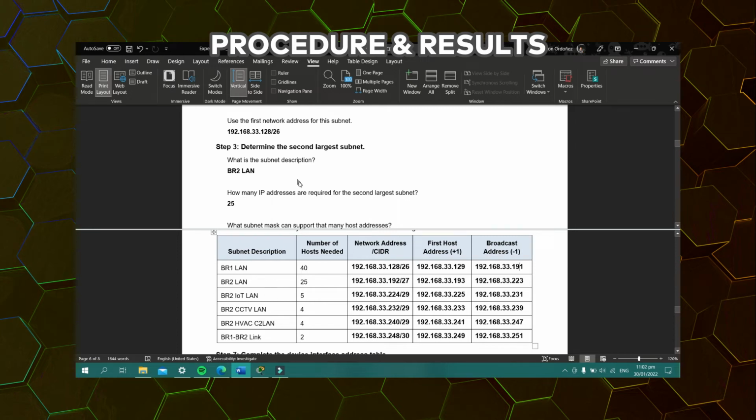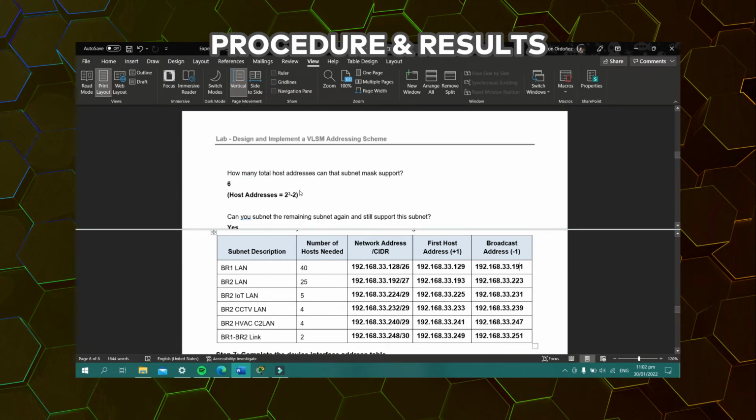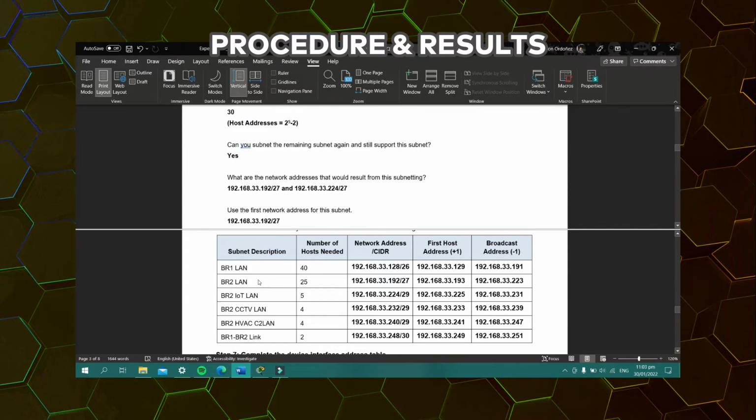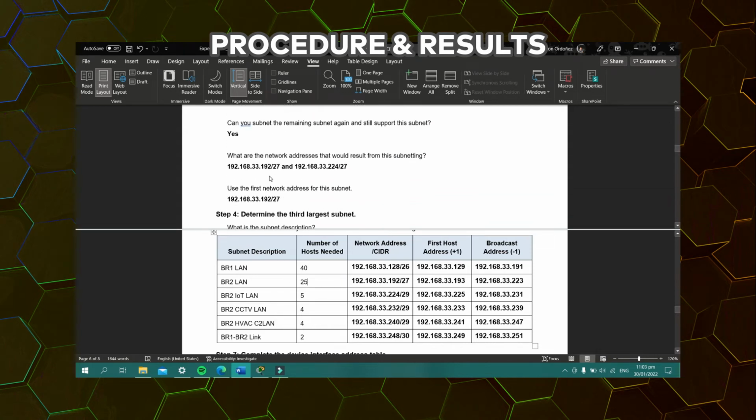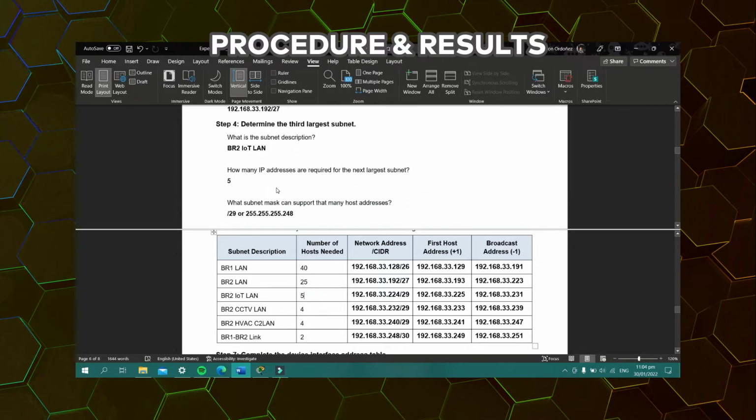Next, for the BR2 LAN, number of hosts needed is 25. And the network address is 192.168.33.192/27. So we would just add 1, so it becomes 0.193. And for the broadcast address, we would use the second network address calculated, and we would subtract 1 from it, so it would become 192.168.33.223.